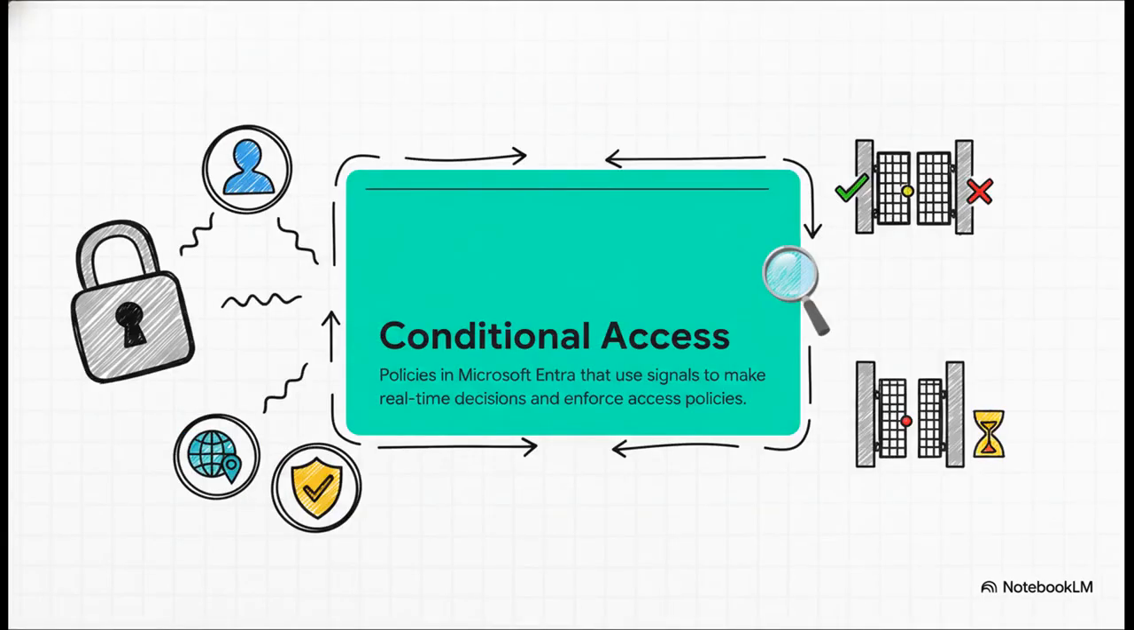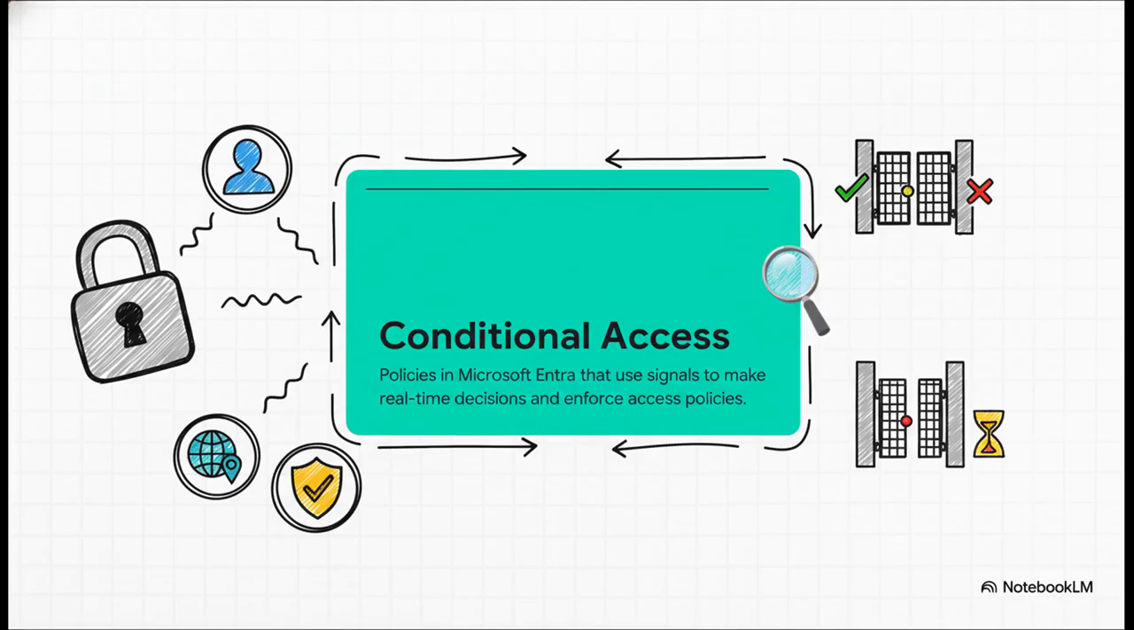So the crucial question becomes, how do we turn this philosophy of verify explicitly into something concrete, automated, and enforceable? The answer is Microsoft Entra Conditional Access. This is the primary policy engine. Think of it like the bouncer at the front door of your M365 tenant. It is the technical implementation of zero trust.